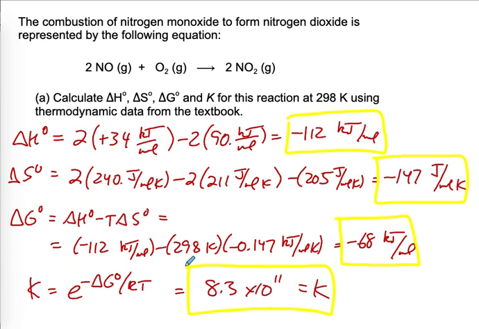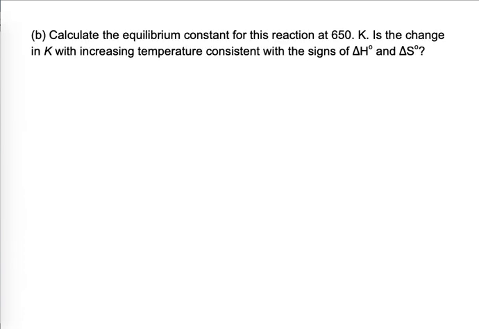Now notice, in this case, we have an exothermic reaction. Delta H naught is negative, which favors spontaneity. But now we have a negative value of the entropy change. Delta S naught is now negative 147 joules per mole Kelvin. So the question is, what will the equilibrium constant be at a different, higher temperature, namely 650 Kelvin? So we're going to calculate K at a different temperature and ask ourselves, is that consistent with the signs of delta H naught and delta S naught? We talked about this earlier in the unit.